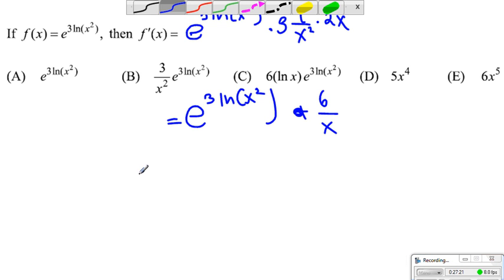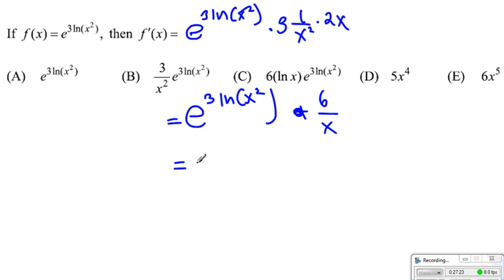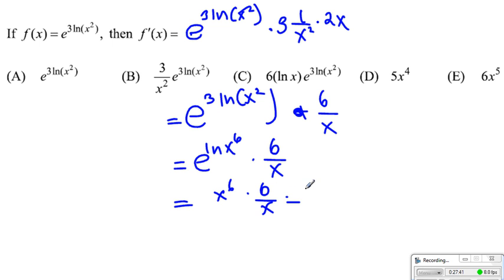Here we have e to the ln of x to the sixth power by 3, going back as an exponent, times 6 over x. But this left side portion will become x to the 6th power, times 6 over x becomes 6x to the 5th power. Therefore, that becomes our answer.